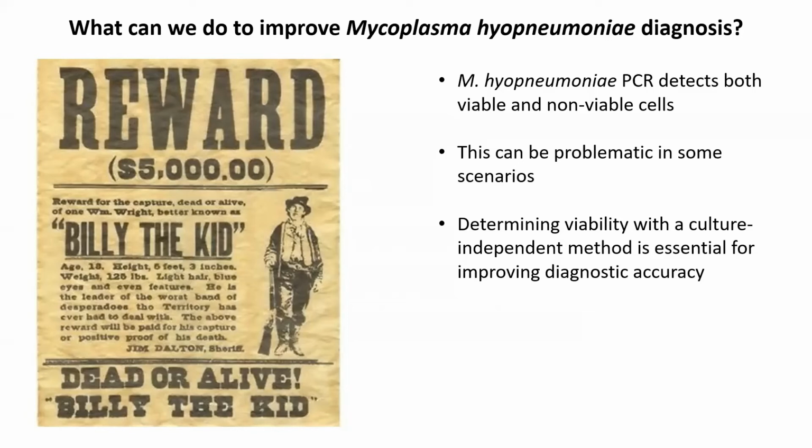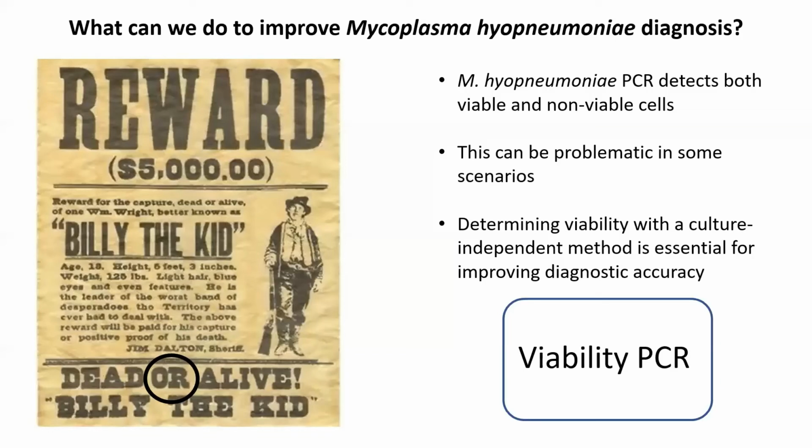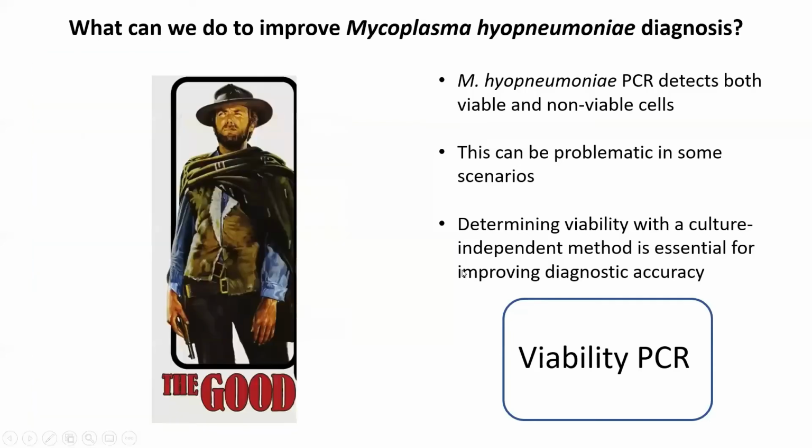But what if we could change the meaning of this picture? What if we could change the meaning of this "or"? And what if we could say, we want to detect mycoplasma and differentiate between dead and alive? I think determining viability is essential to improve our diagnostic capabilities, but we need a method that does not rely on culture. So in the lab, we have been working on developing and standardizing a new viability PCR that would only detect mycoplasma when it's alive. And we have used it in vitro with good results.